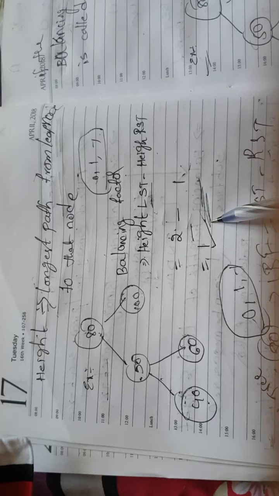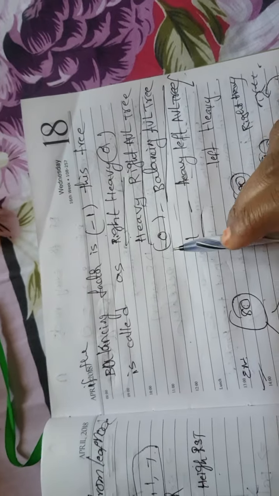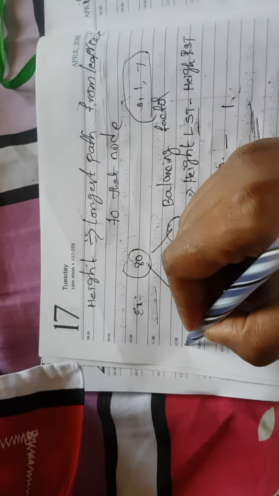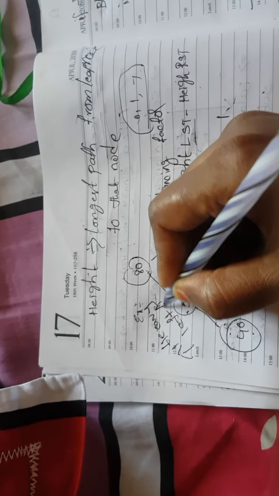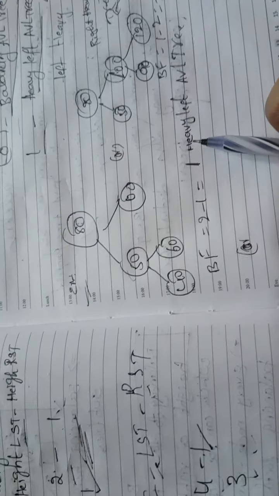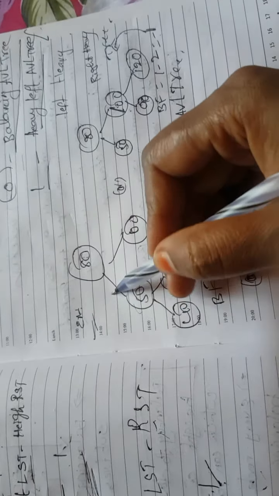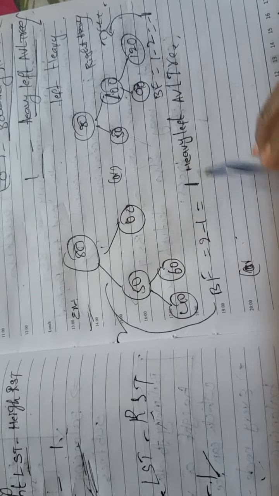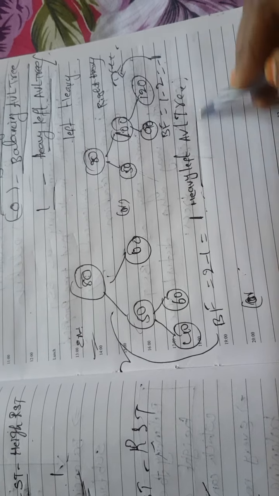Here in this example I get the 1 only, no? 1 means what? If the balancing factor is 1, then it is called a heavy left AVL tree. So, how do you call this tree? Heavy left AVL tree. Okay. Then, I will take another example here. The height of this is 2 and this is 1. So, 2 minus 1, heavy left AVL tree.